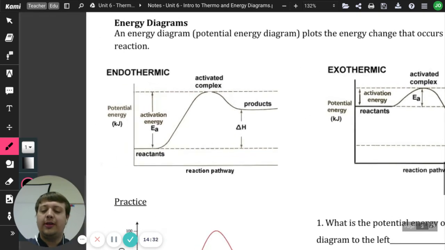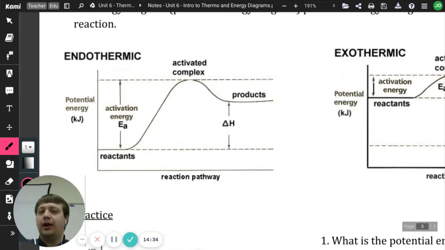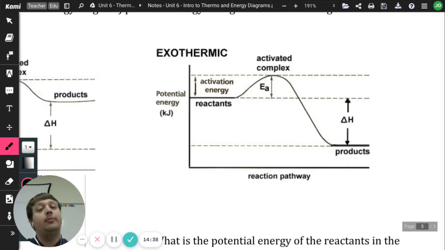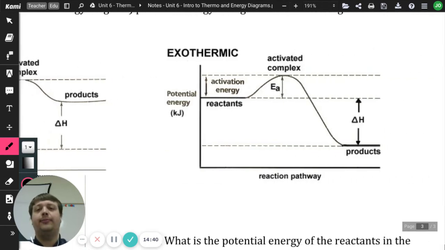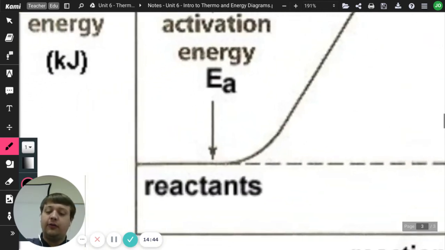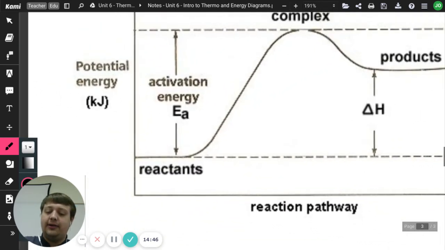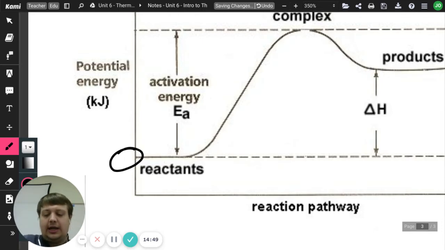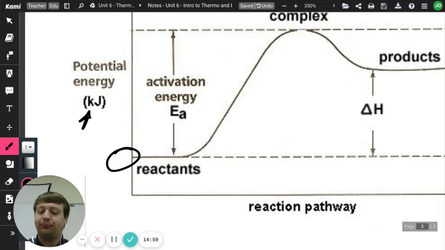Okay. Now remember that for an endothermic reaction, you're going to have your products higher than your reactants, and then for an exothermic, your products are going to be lower than the reactants. You do need to know the parts. So first off, if I were solving for the potential energy of the reactants, I would end up looking right here. Whatever number is there, that's going to be what the potential energy of the reactants is. And they will also tell you the unit that you're using, okay?